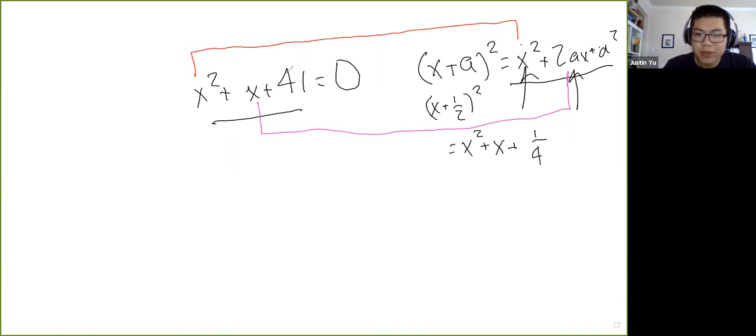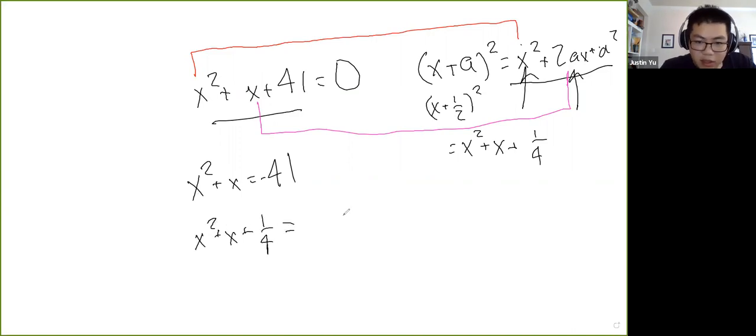Not so good. We have a 41 here and a 1/4 here. But we really, really want to make it look like this. So we apply wishful thinking. If we want 1/4, why not just subtract 41, move the 41 to the other side, and add 1/4. Like that. Wow, look what we have on this side.